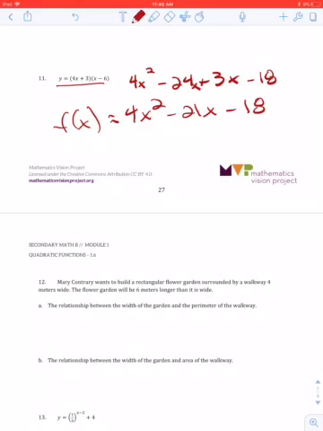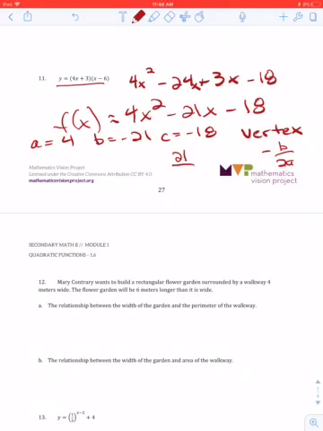Okay? And just to teach you one more thing about quadratics that's not going to be on the test, I told you guys the other day that you can find the vertex by going negative b over 2a. So if I wanted to learn a little bit more about this parabola, I know that a is 4, b is negative 21, and c is negative 18. So negative b is 21 over 2a, which is 8. So this would go in like 2 5/8, which is equal to 2.625.